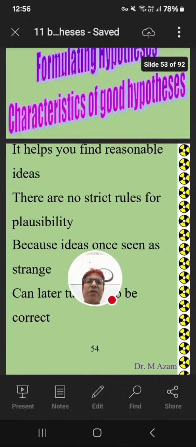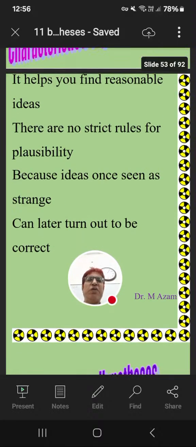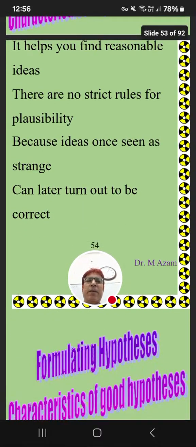Characteristics of good hypotheses. The literature review helps you find reasonable ideas. There are no strict rules for plausibility, because ideas once seen as strange can later turn out to be correct.